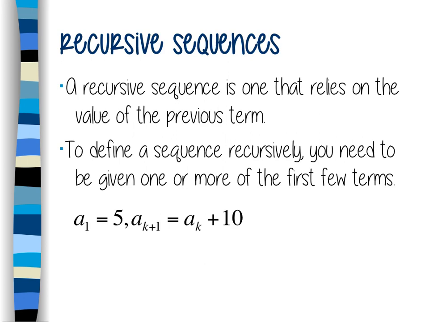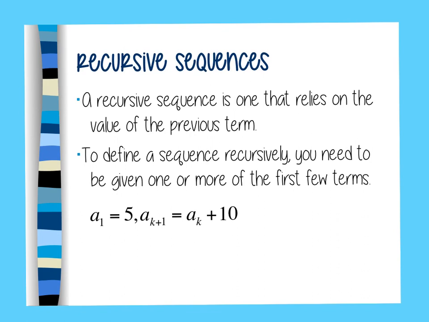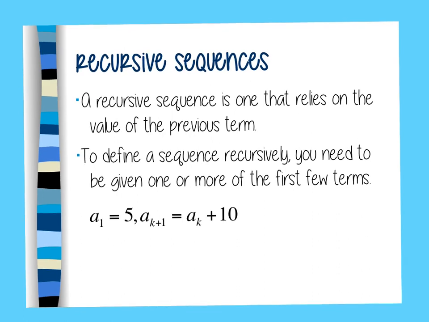All right, now we're gonna talk about a recursive sequence. A recursive sequence is one that is impacted by the number that comes before it. So a recursive sequence is one that relies on the value of the previous term. To define a sequence recursively, you need to be given one or more of the first few terms. So you will get given one term, and then that term gets you to the next. You will see most of the time, not all the time, that A sub one is given, and then you're gonna find the next couple of terms, but it's all based on the first one.